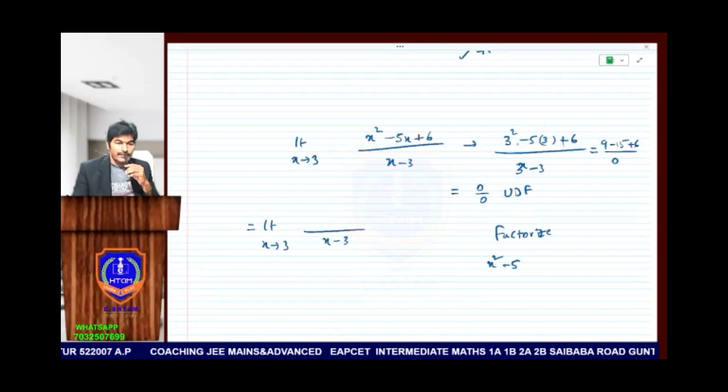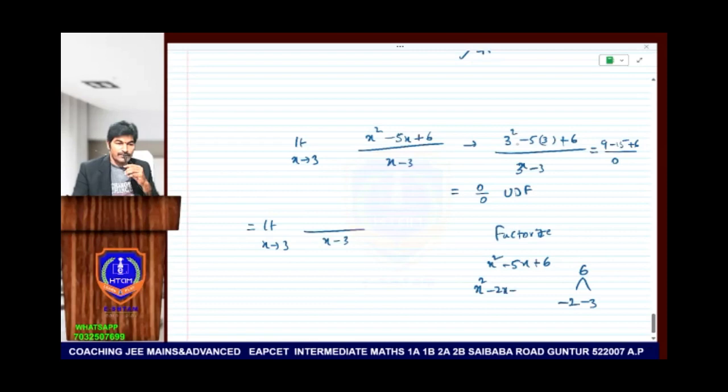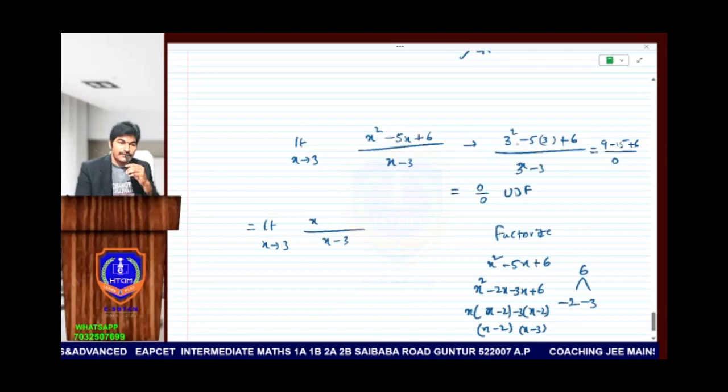x square minus 5x plus 6. It will be factorized. 6 can be written as 2 3s, so minus 2 minus 3. So x square minus 2x minus 3x plus 6. So x is common, and minus 3 is common, x minus 2. So that means x minus 2 and x minus 3. So you can copy and paste these values here: x minus 2 times x minus 3.